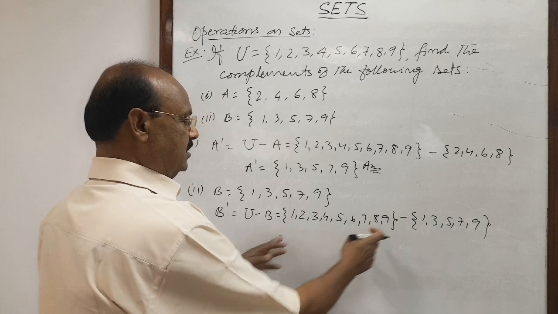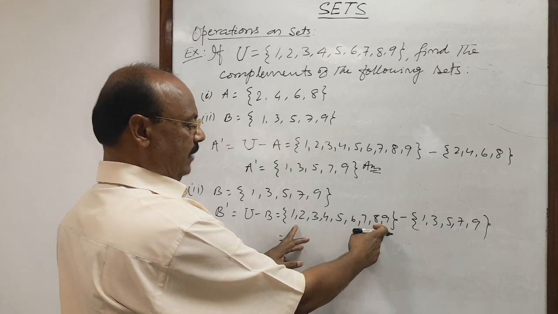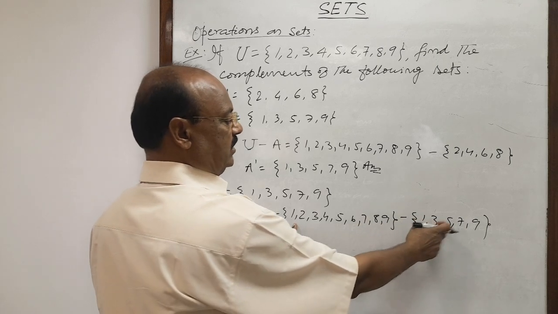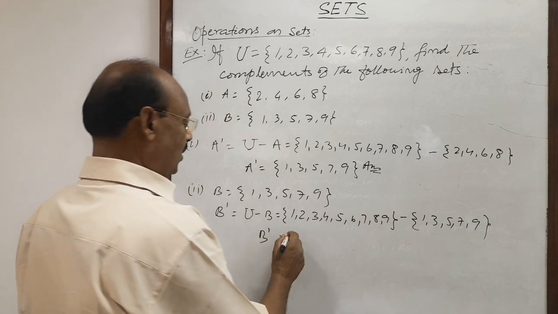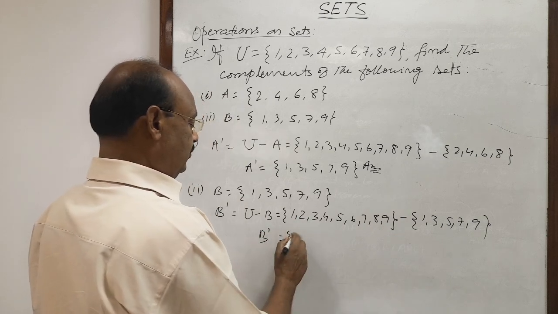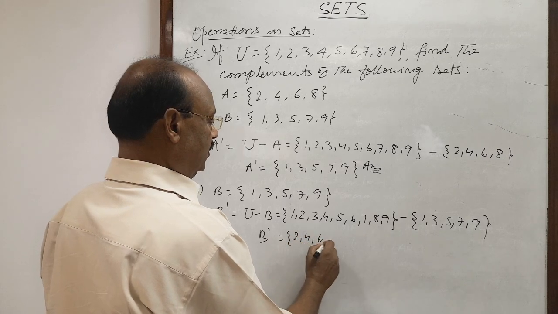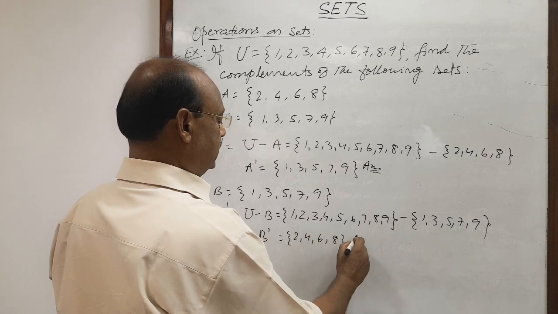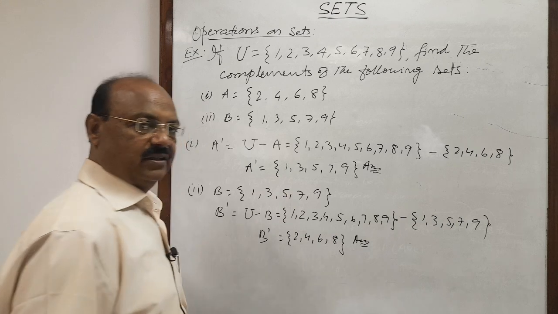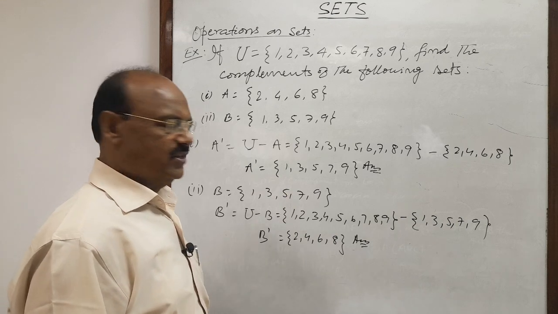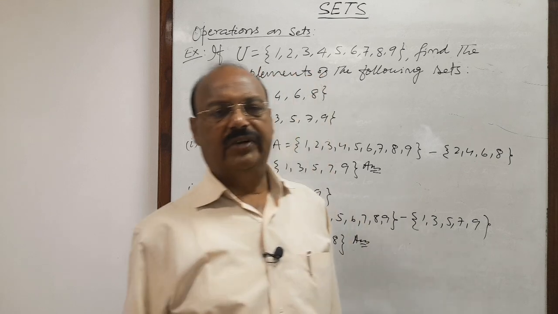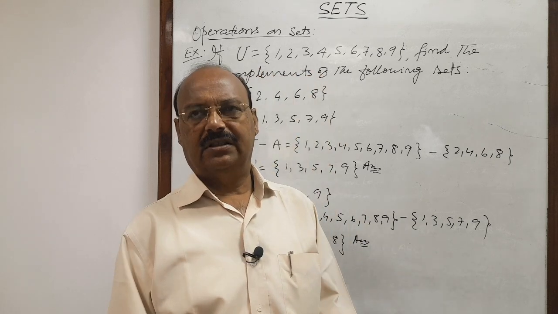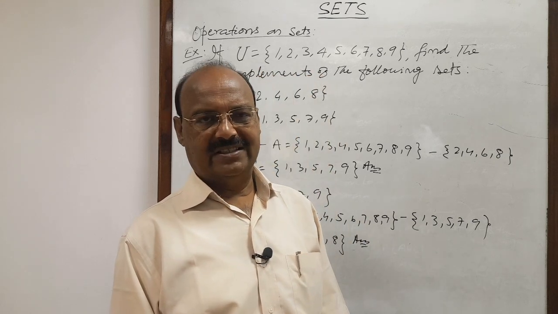So from the universal set, we have to remove these elements 1, 3, 5, 7, 9. You will get B complement, isn't it? So the elements of B complement will be 2, 4, 6 and 8. This is the answer of the second part. So very simple, very interesting. We can find the complement of a given set very easily by subtracting the set from the universal set.